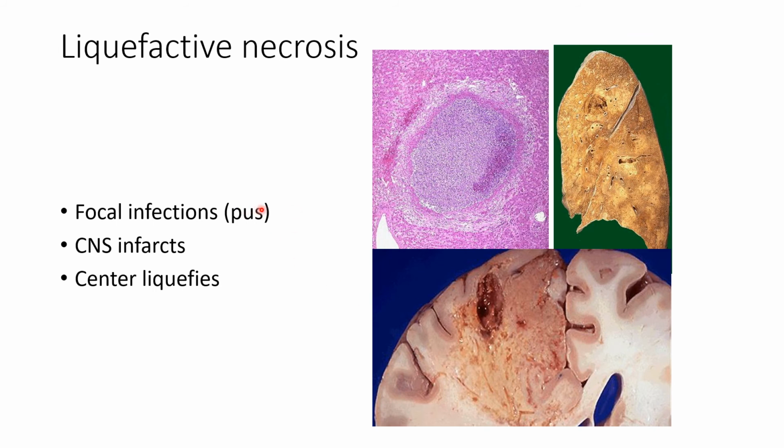Another cause for liquefactive necrosis is focal infections. Like here you can see this is part of the lung, and this cavity here is filled with pus. Pus, يعني عمل. Under the microscope it looks like this, filled with the neutrophils, acute inflammatory cells. This is called pus, and it is a type of liquefactive necrosis. So the center liquefies, it turns into liquid material, and that's why it is called liquefactive necrosis.